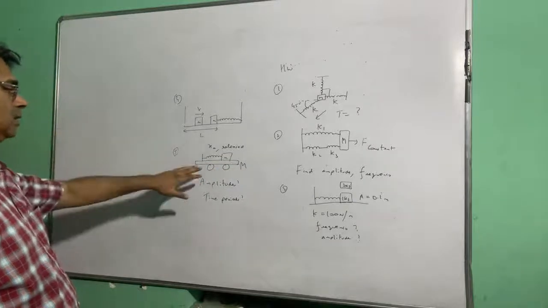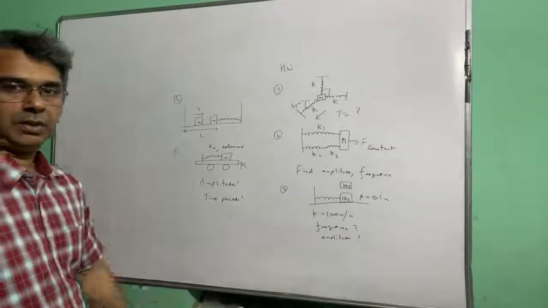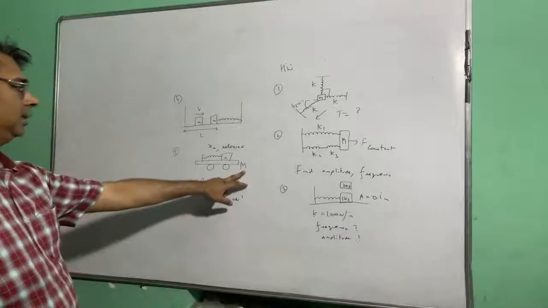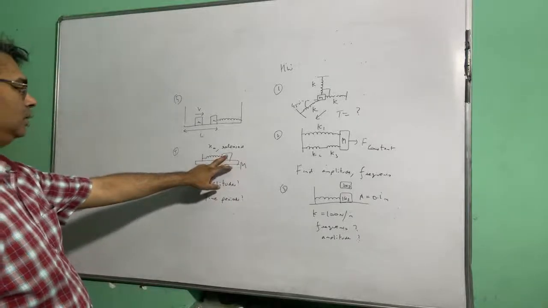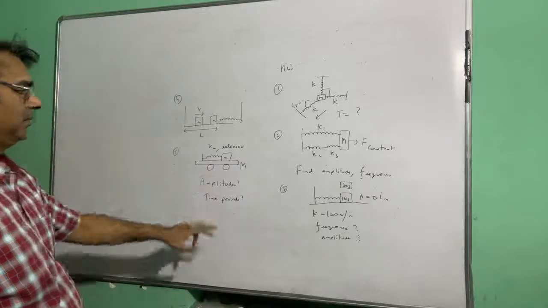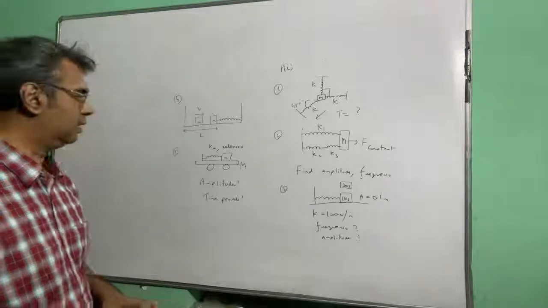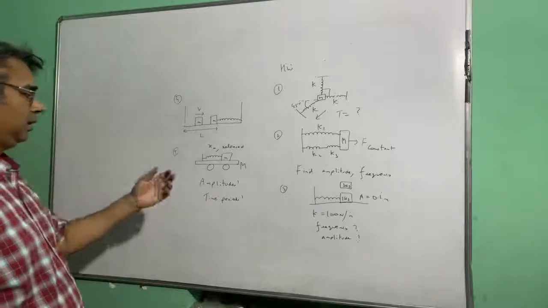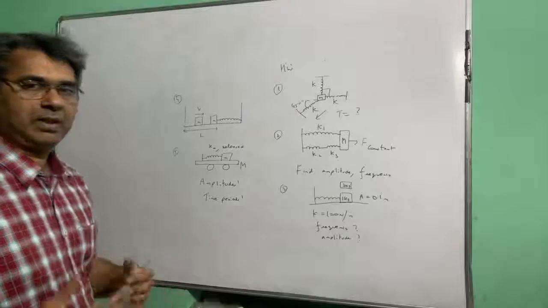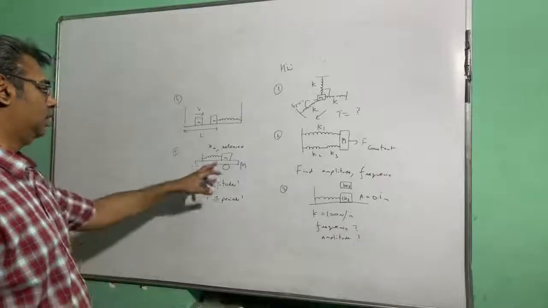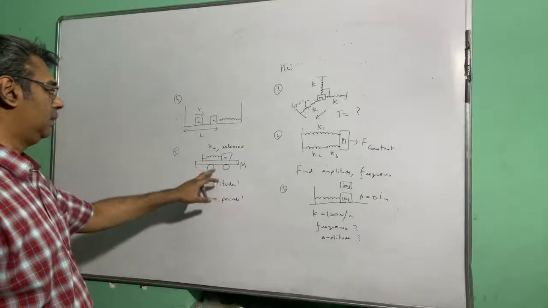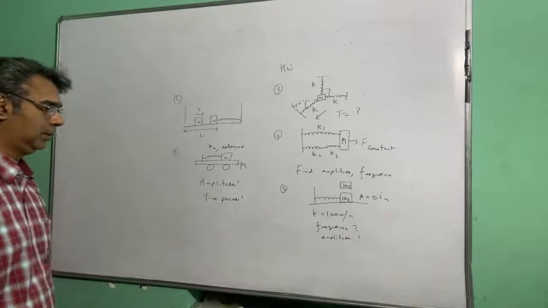Once again, there is a car on a frictionless surface, its mass is capital M. There is a block of mass small m attached to a spring, the spring is extended through x0 and then released. After that, what are the amplitudes of small m and capital M, and what are the time periods of small m and capital M?